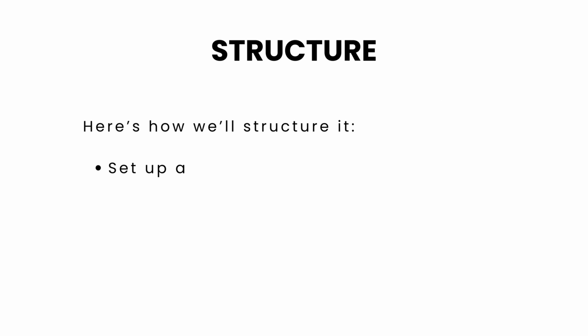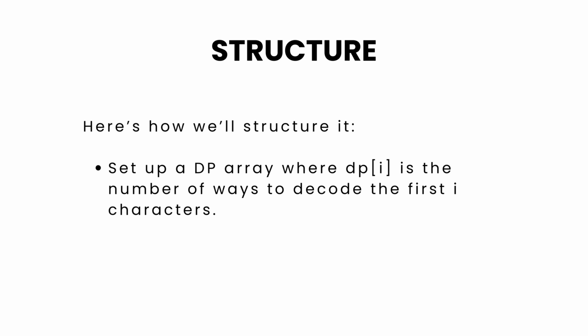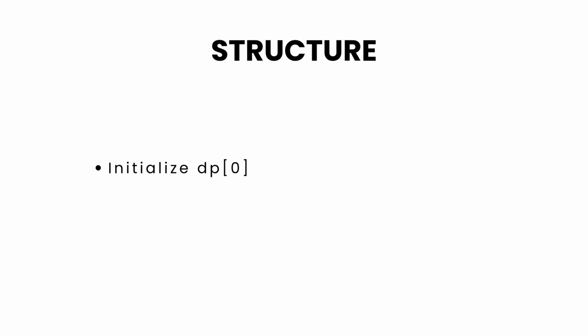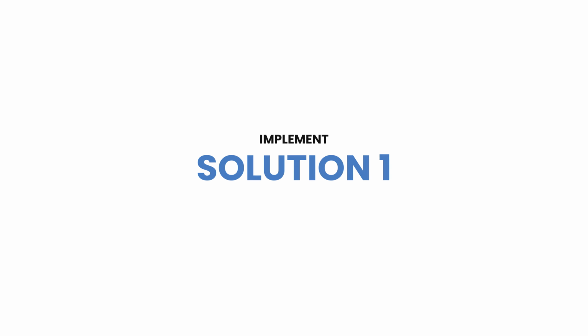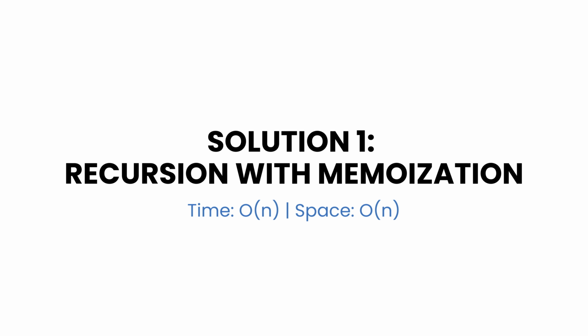Here's how we'll structure it. Set up a DP array where dp[i] is the number of ways to decode the first i characters. Initialize dp[0] equals 1, since the empty string is one way. For each position i from 1 to n: if s[i-1] is valid, not 0, add dp[i-1]. If s[i-2:i] is between 10 and 26, add dp[i-2]. Let's try to implement it using solution 1. Time complexity is O(n). Space complexity is O(n).